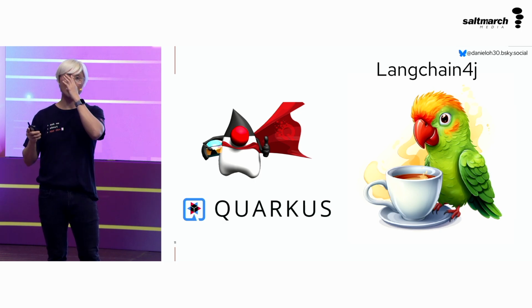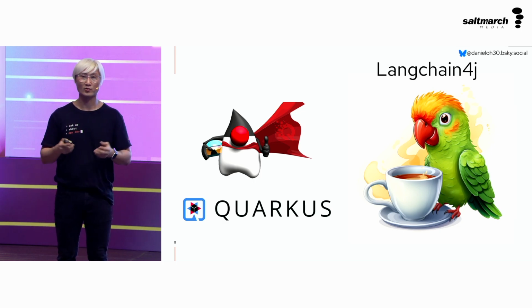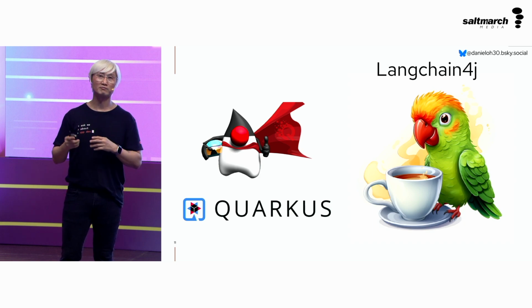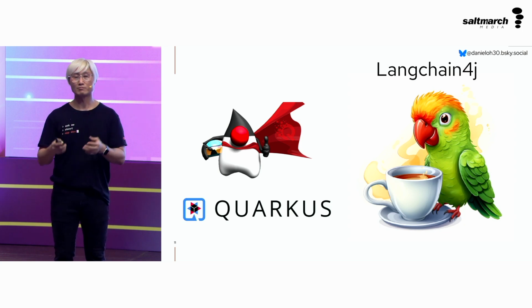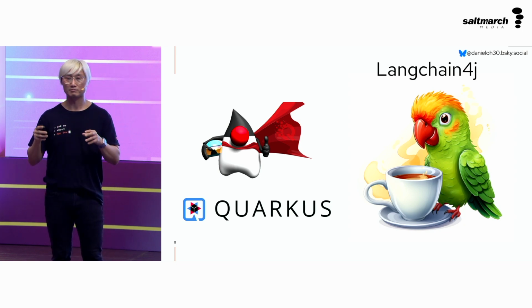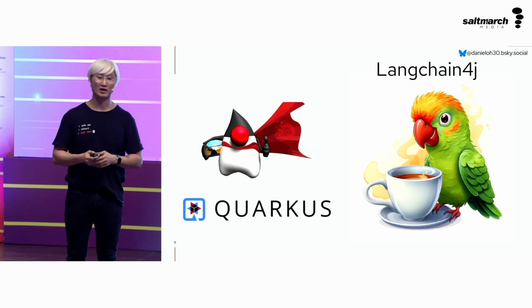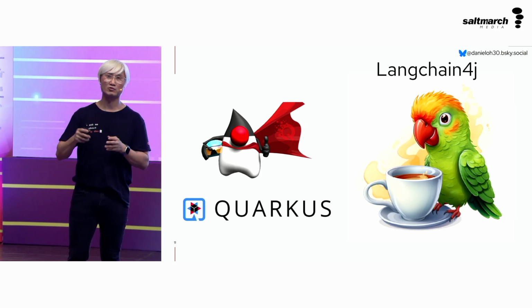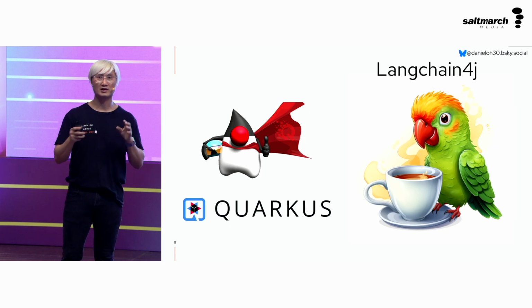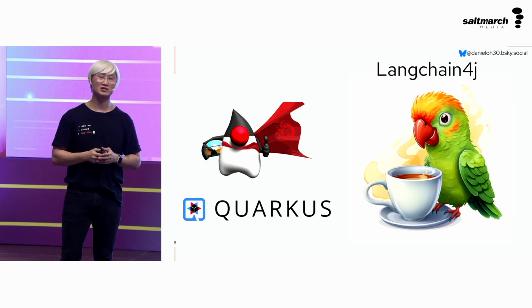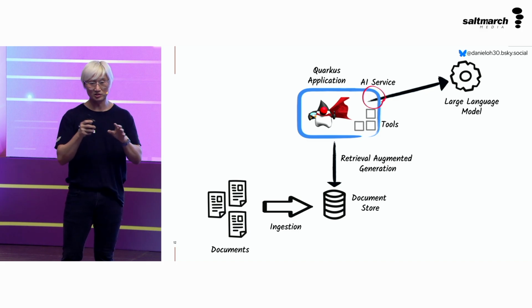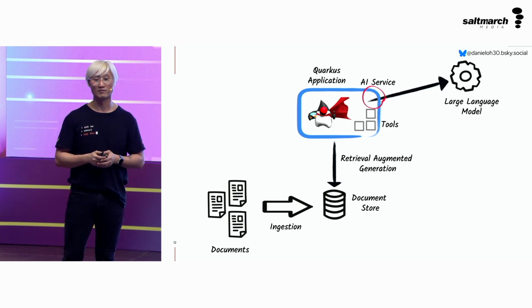And LangChain4J is a great initiative coming from LangChain in the Python world. For Java developers, we also need a library to communicate between the Java application and the LLMs. That is LangChain4J. Quarkus integrates LangChain4J as a Maven dependency library or a module in a Gradle project. So this is just a 10,000-foot overview.